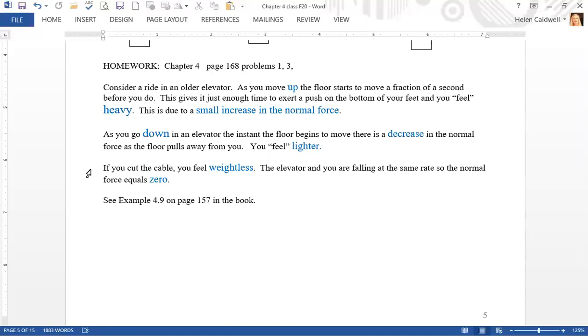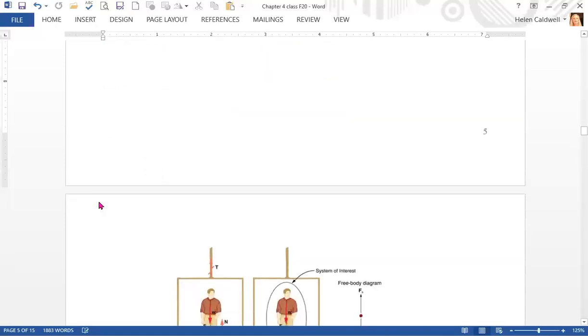The reason you feel weightless is because both you and the elevator are falling at the same rate, so there's no pushing up on your feet. There are some examples in the book, and if you're puzzled by all this, there are examples on the internet, and I will attempt to get each of us into an elevator with a bathroom scale so we can actually try it out.